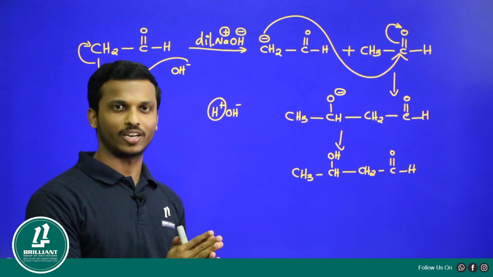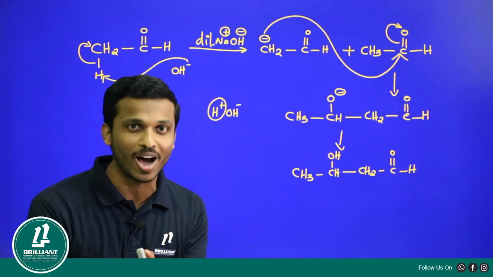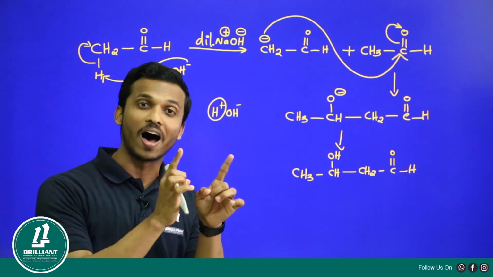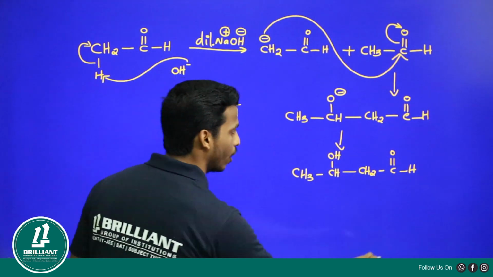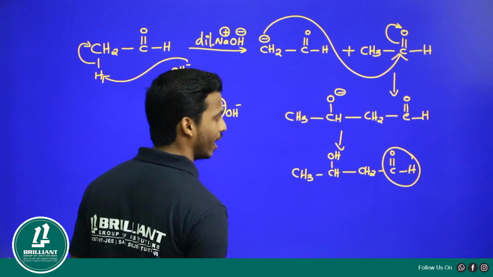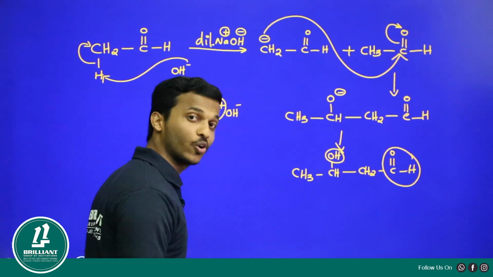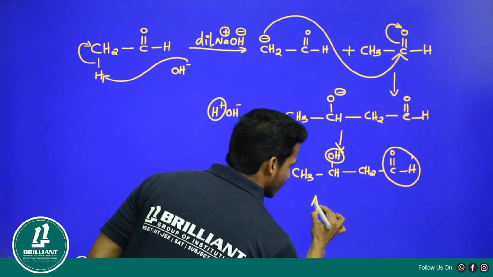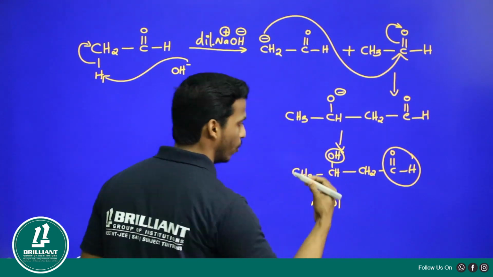This final product is called what? Aldol. Why the name aldol? Because it contains one aldehyde and alcoholic group. See all of you, this is the CHO aldehyde group, and this is the OH alcohol group. Therefore, it is known as aldol.